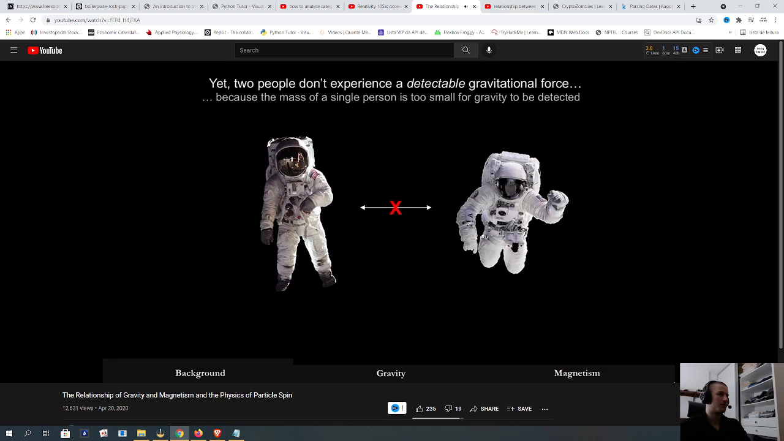But now imagine two people, right? They don't experience a detectable gravitational force, right? And that's because the mass of a single person is too small for gravity to be detected. The key word there is detected. I'll go over that in a little bit.